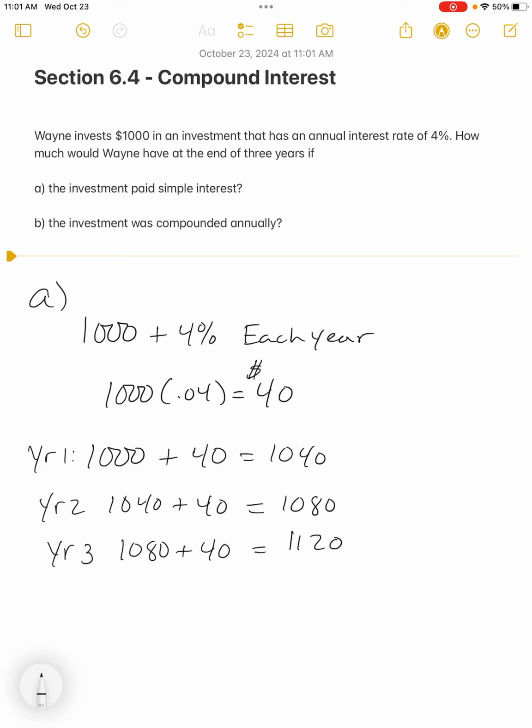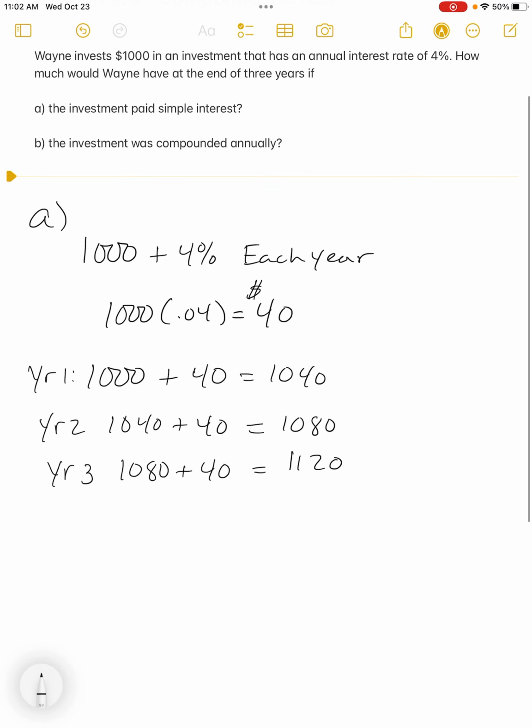I apologize for the hesitation. I was looking at something at the same time. So 1,120. So this A was simple interest. And so B is compound interest.